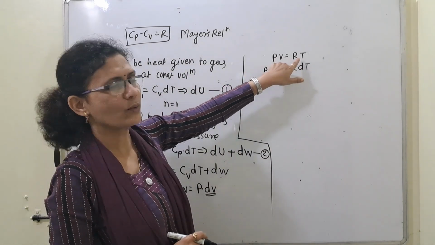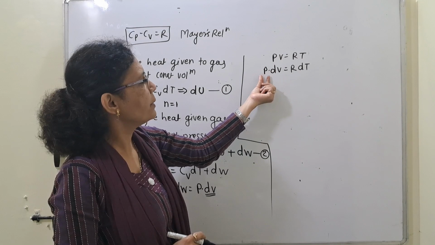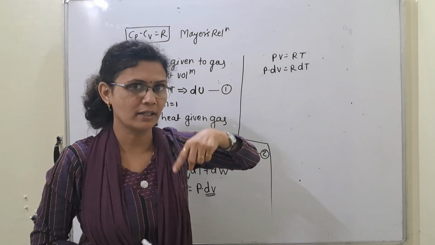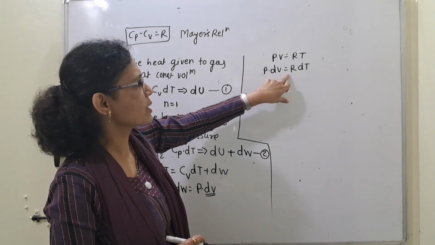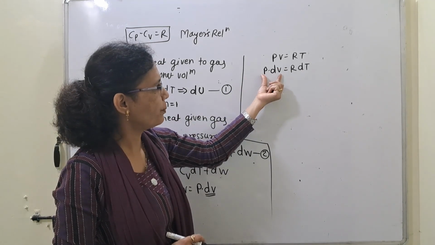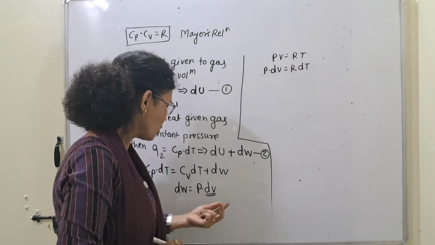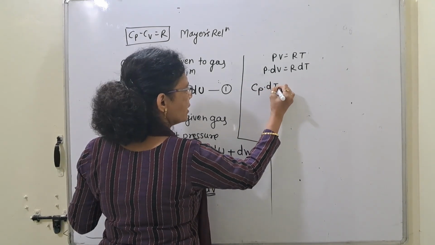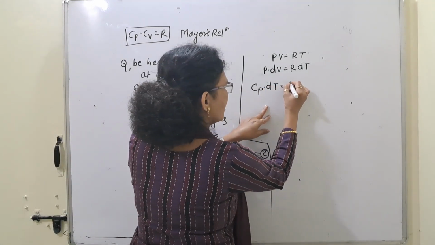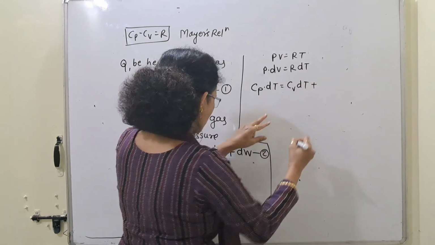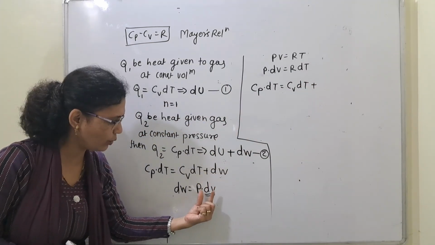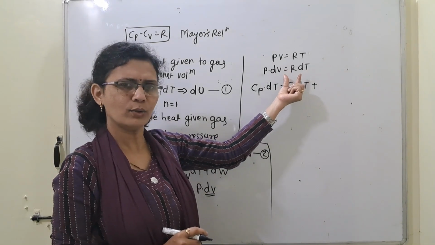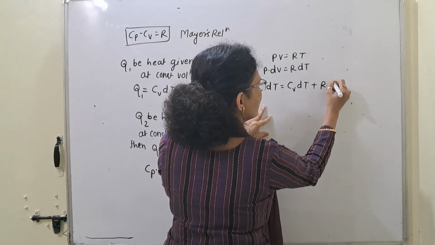What is the equation? PV is equal to RT. If I write here P into dV, change in volume, work done. Pressure is constant here, right? So P into dV is equal to R into dt. Means what is the value of P dV? It is R into dt. So this equation becomes Cp into dt is equal to Cv into dt plus, in place of dw, we write P dV. And what is the value of P dV? It is R into dt. So put here R into dt.